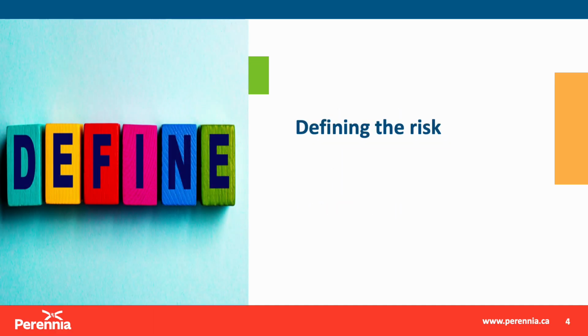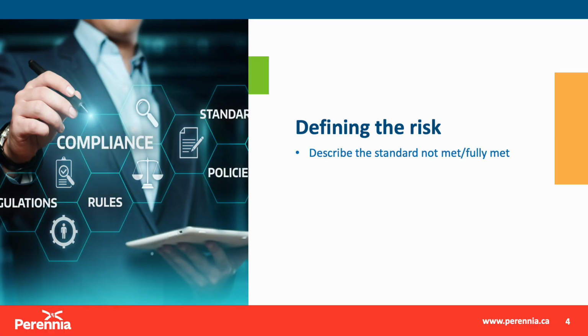After you've become aware of and identify the risk, you need to define the risk associated with it. Describe the standard you're risk assessing, not meeting, or not fully meeting, and evaluate the risk associated with the preventive controls and CCPs, if applicable, pertaining to the risk.